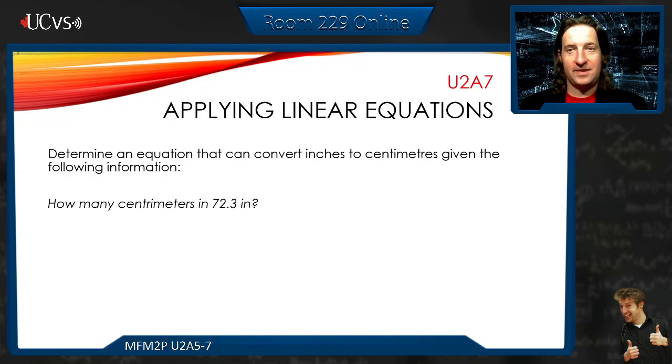So we can use it. How many centimeters are there in 72.3 inches? My expression is c equals 2.54i, so multiply 2.54 times 72.3. It gives us a final answer of 183.642 centimeters. And we're finished.